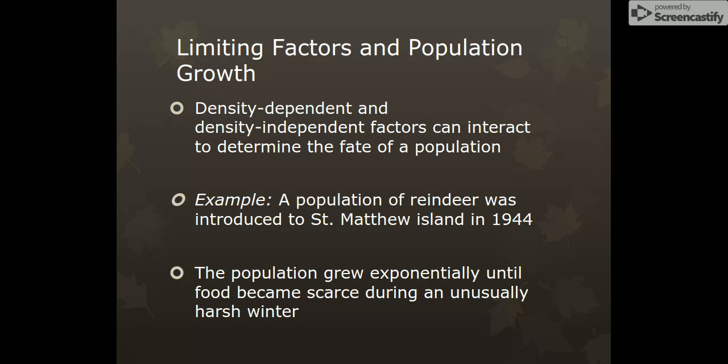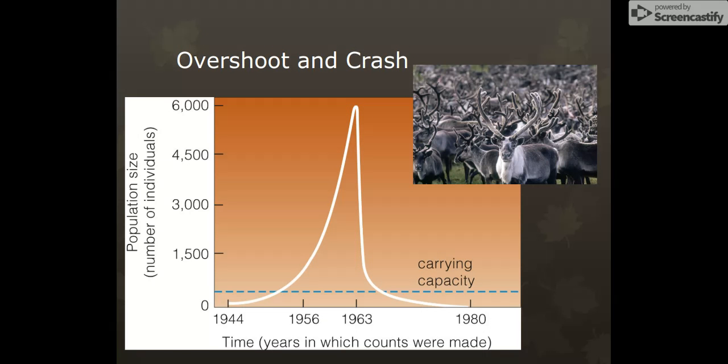So here our example, we're going to look at a population of reindeer. They were introduced to St. Matthew Island in 1944. And so what we see is that there were no predators here. There was food available for the deer that were introduced here. And so we saw exponential growth. But then there was a very harsh winter, very little food available. And so as you can imagine, we have this very strong density dependent factor. A lot of individuals died.